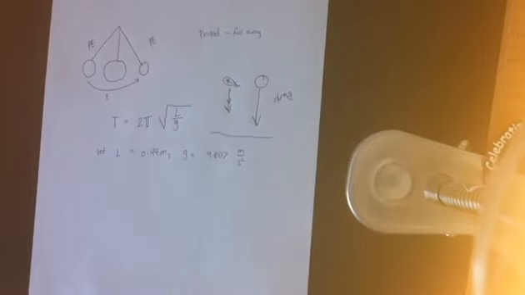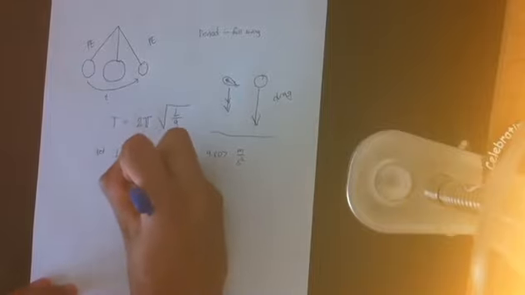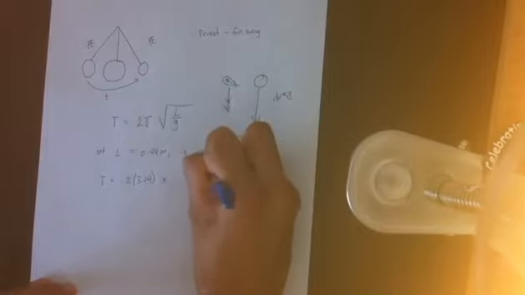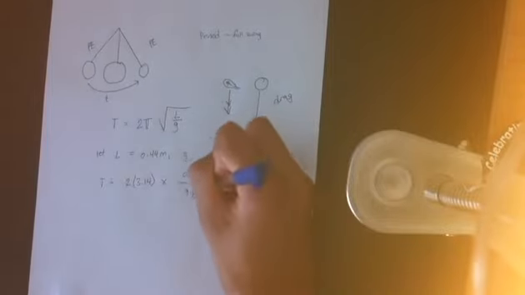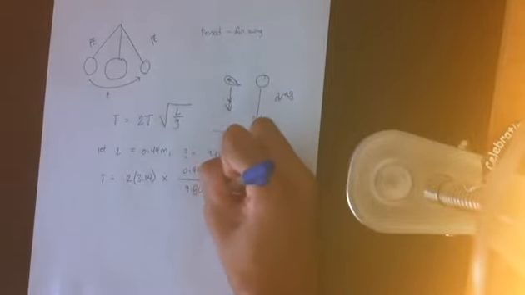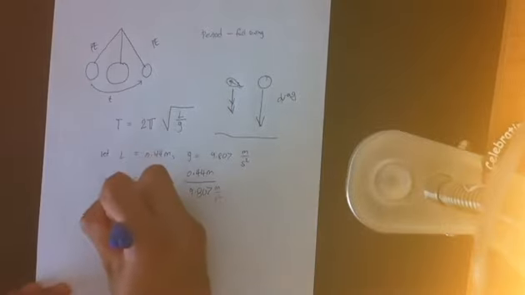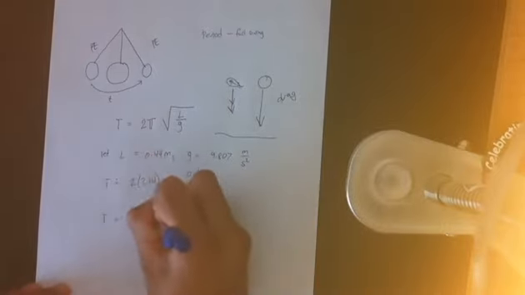Alright, so I'm going to do a bit of rounding because pi is a ridiculous number and I'm not going to go that far in. So time equals approximately 2 times 3.14 times 0.44 meters over 9.807 meters per second squared. Alright? So T equals approximately 6.28.